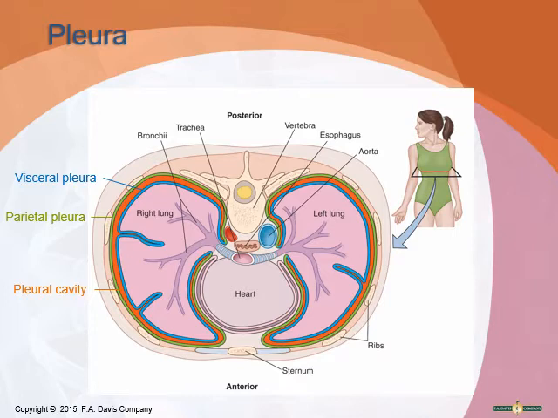And in between the parietal and the visceral pleura is a cavity that's filled with fluid and creates potential space for expansion of the lungs and lubricates the surface. This cavity also creates a pressure gradient lower than atmospheric pressure.